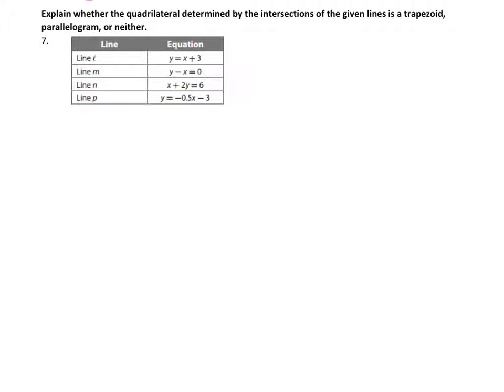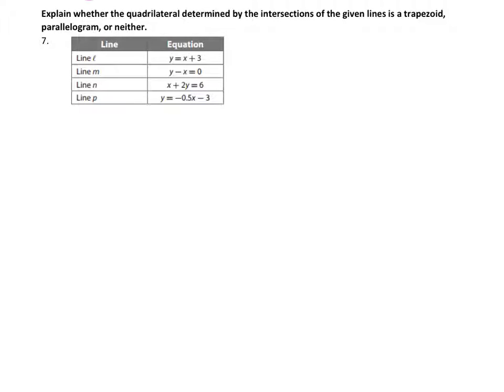For this last question, we need to use the 4 lines that are given, that they create a quadrilateral, and we need to classify that quadrilateral. If it's a trapezoid, a parallelogram, or neither. So we need to find the slopes of each of the lines and then compare the slopes to see how many sets of parallel lines or parallel sides we have to our quadrilateral.